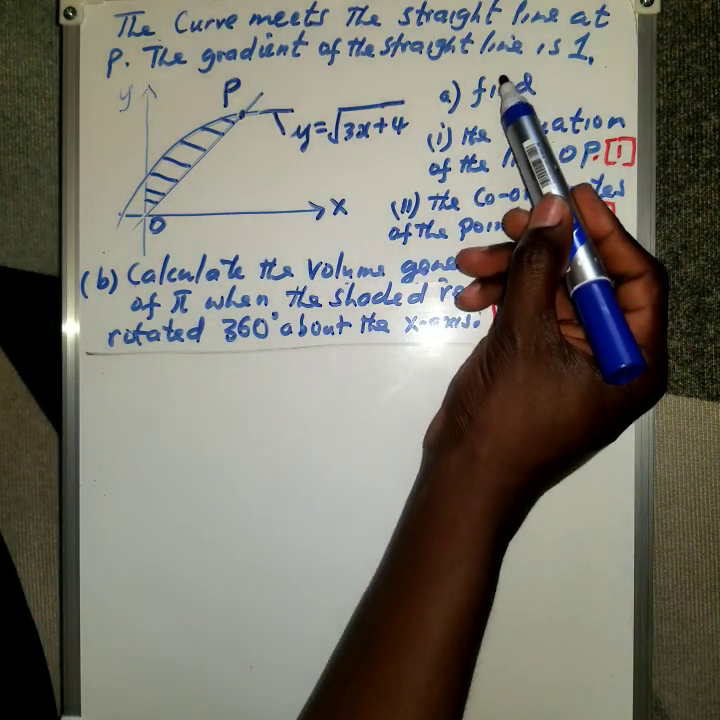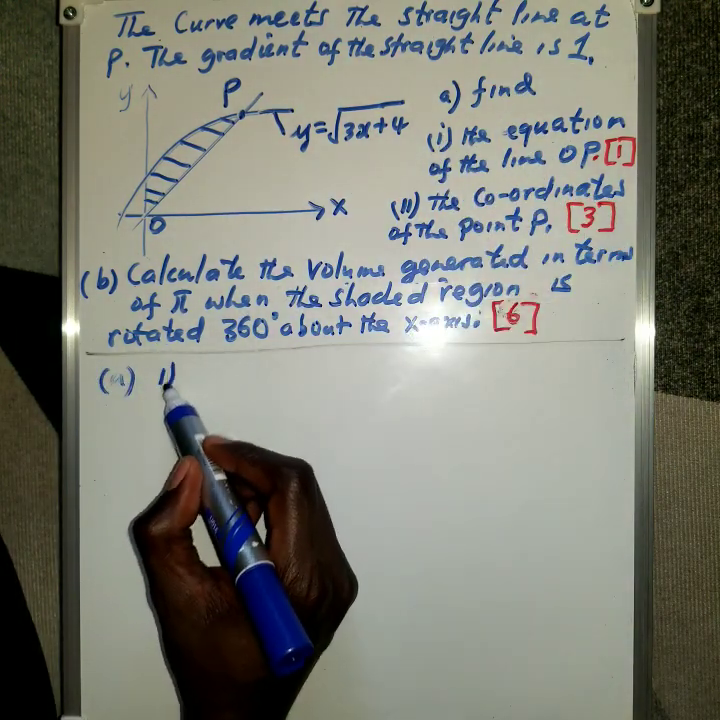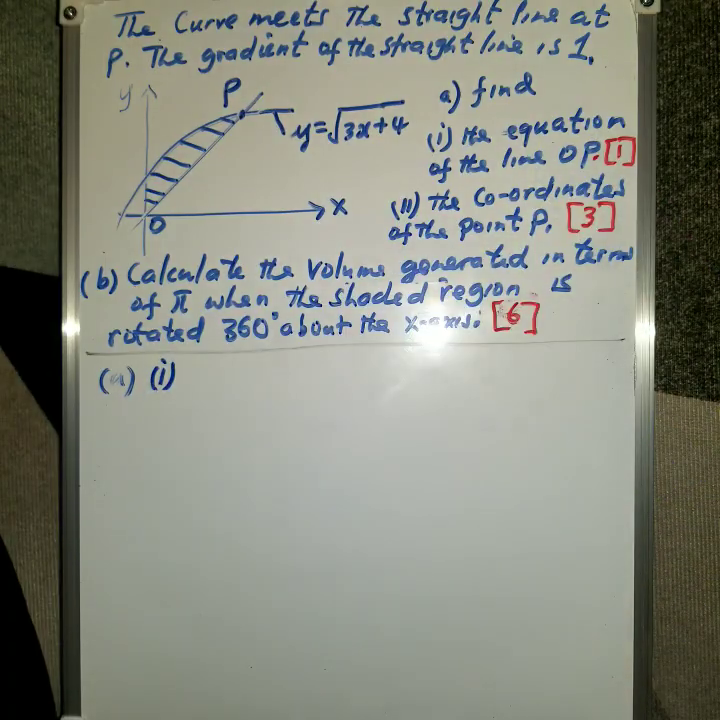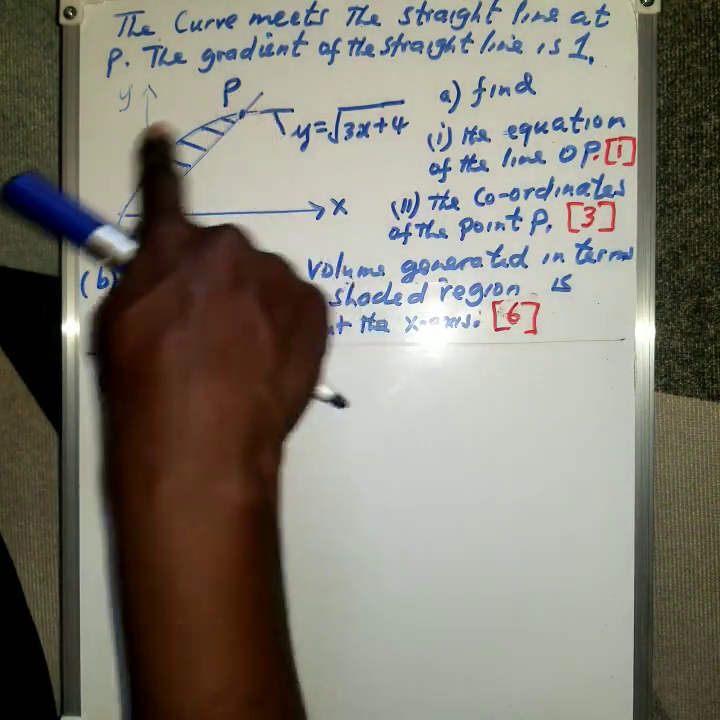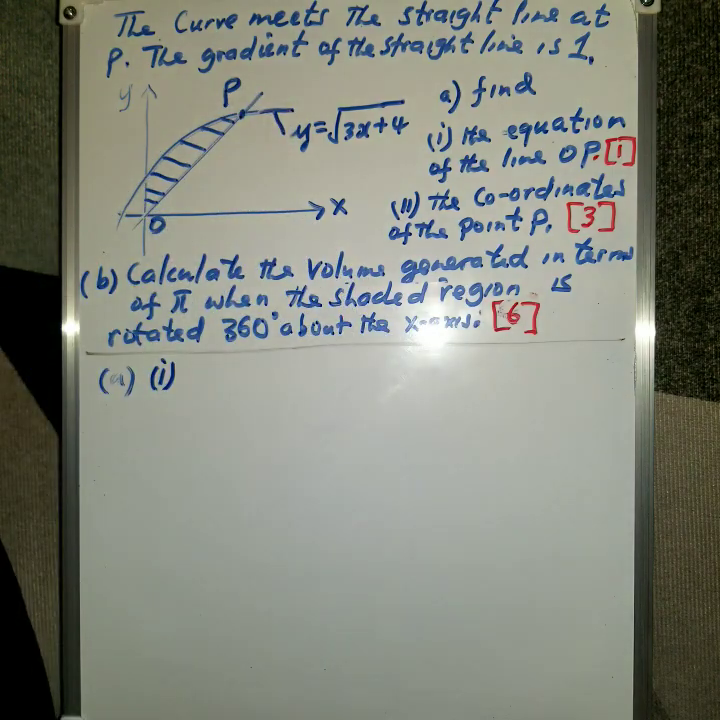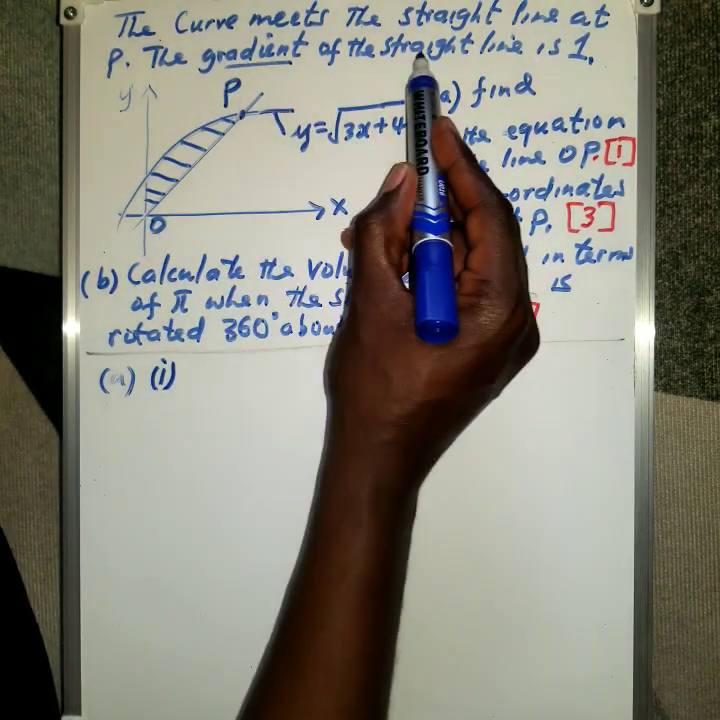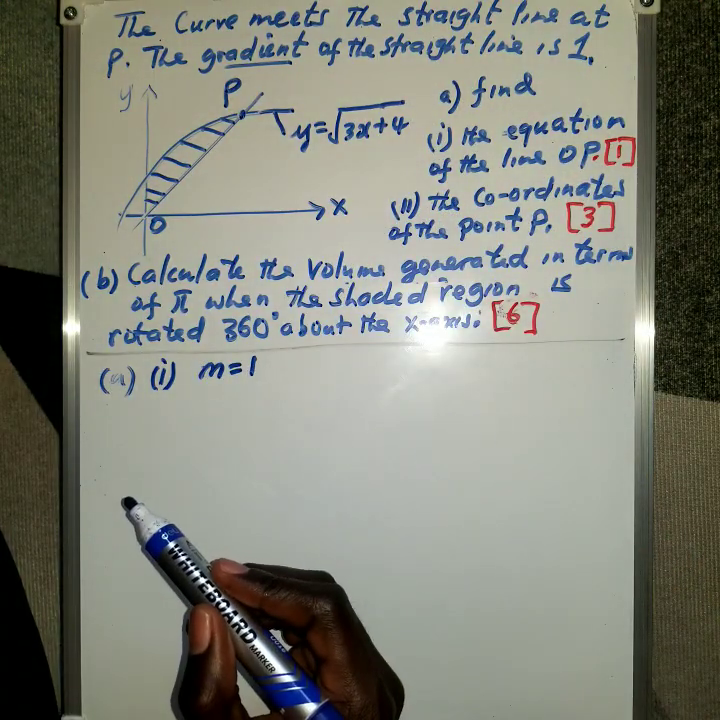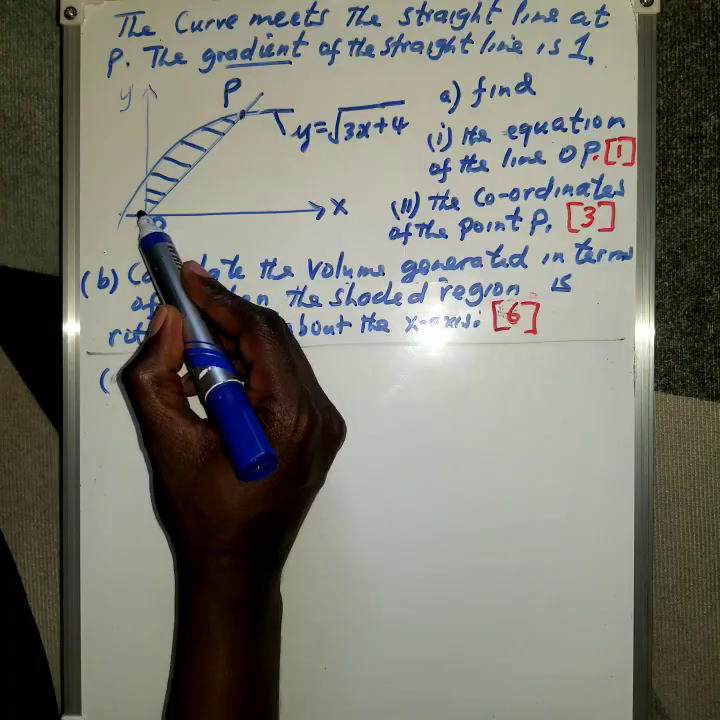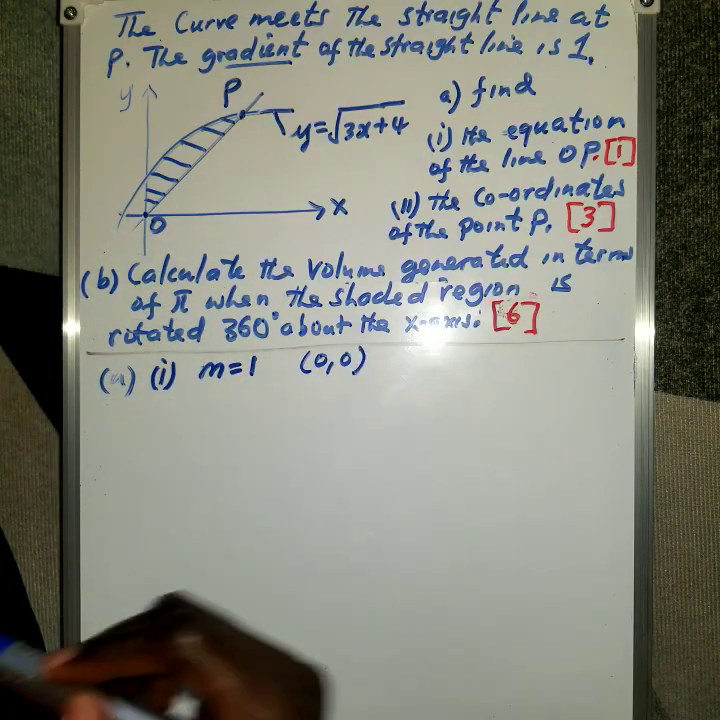Then the question says find, A1. They want us to find the equation of the line OP. So the word P is there where the two curves are intersecting. So find the equation of the line OP. Remember they told us that the gradient of the straight line is 1. So meaning m is equal to 1. It actually becomes even easier. Why? Because we know this line is passing through the origin, which is 0, 0.